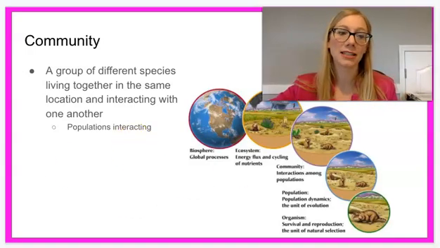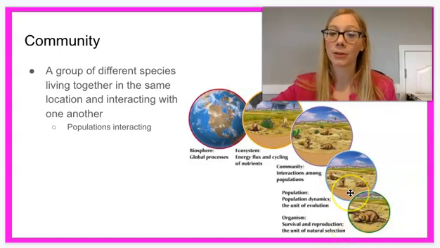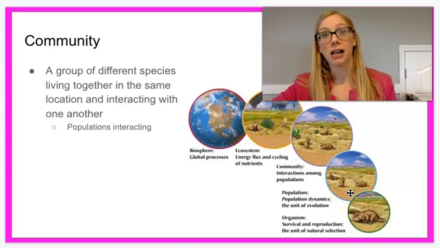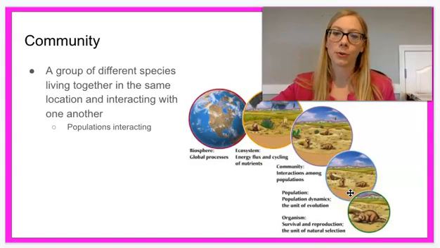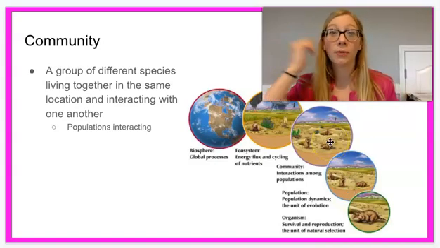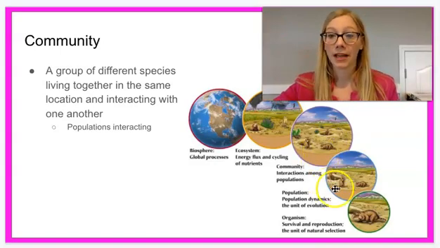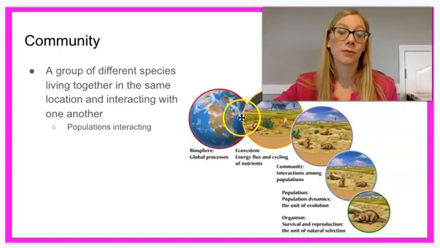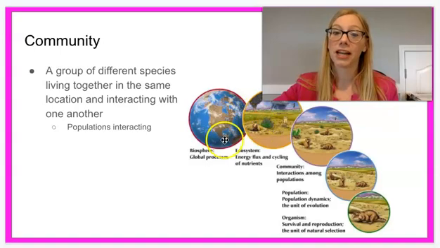If we go big to small, an organism is the smallest, then a population, a group of like organisms that interbreed. Then we have a community. Those are all the populations within that particular space that would make up your ecosystem, and eventually your biosphere, your global processes.